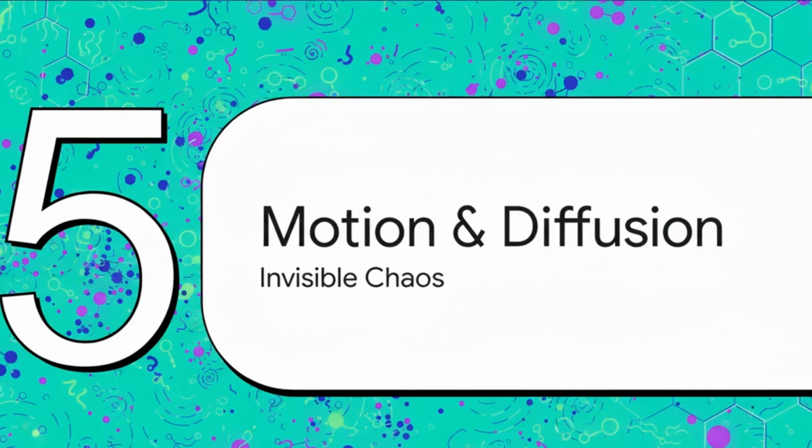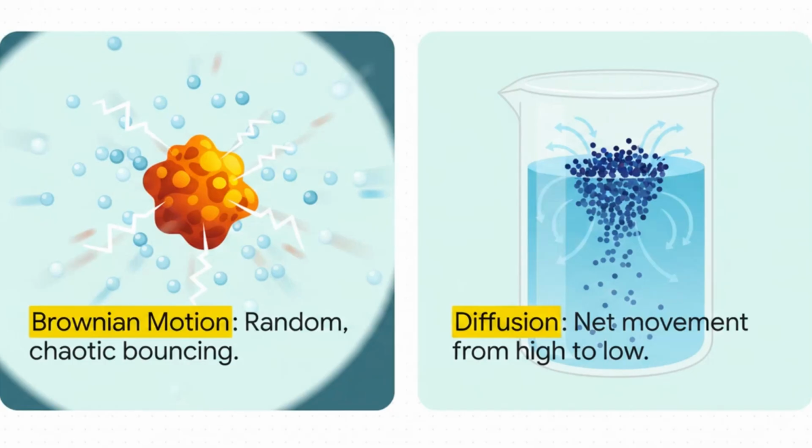Section 5. Brownian motion and diffusion. Let's zoom in even deeper into the invisible chaos of particle movement to look at two highly specific scientific phenomena. It is incredibly easy to mix these two concepts up, so let's make sure we clearly separate them. Brownian motion describes the completely random, unpredictable bouncing of individual microscopic particles when they collide with smaller, fast-moving molecules of a fluid or gas. It's pure, localized chaos. Think of dust motes dancing erratically in a beam of sunlight.